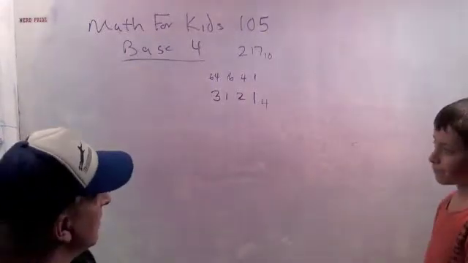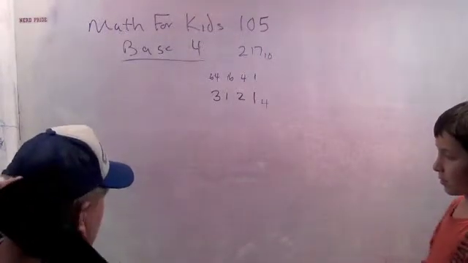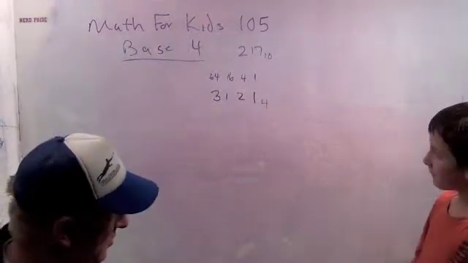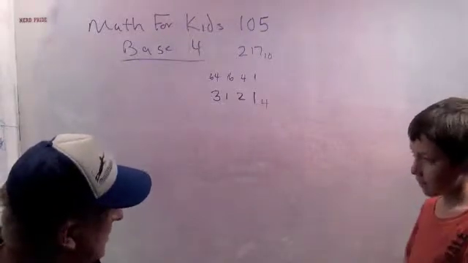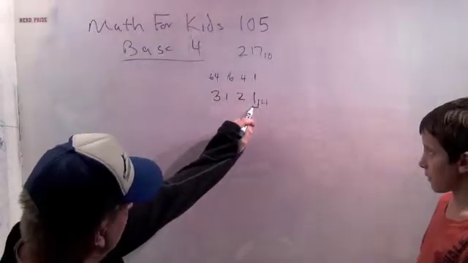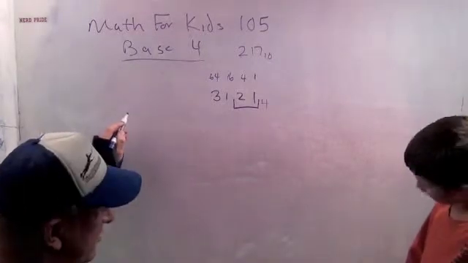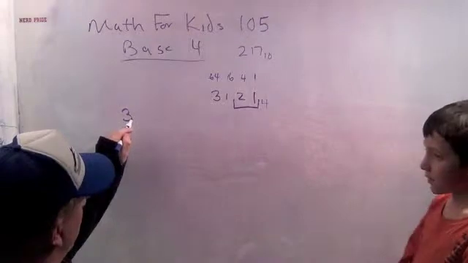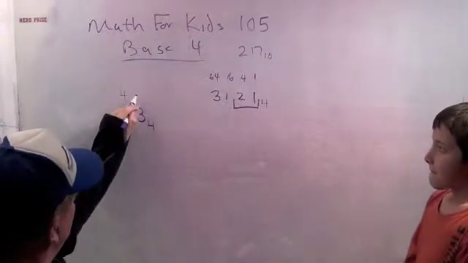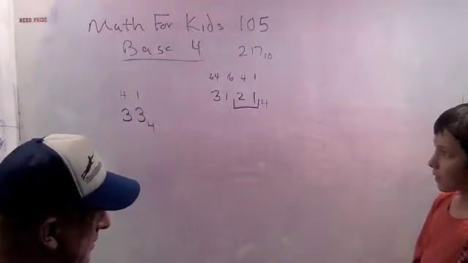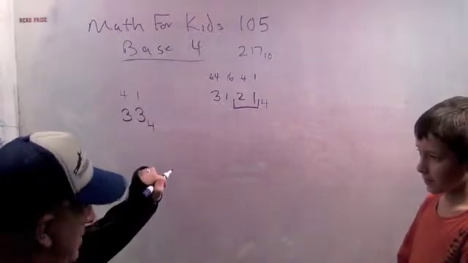But now I want to show you a neat way to convert to binary and to hexadecimal. Let's convert to hexadecimal first. This is actually pretty interesting. Let's look at the largest number we could make with these first two digits. The largest would be 3, 3 in base 4. That would be 3 times 4 plus 3 times 1, which is 12 plus 3, which is 15.